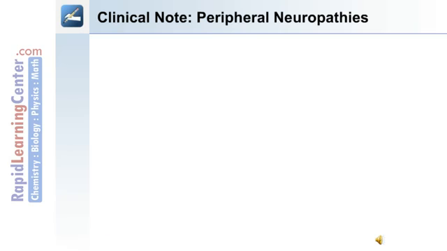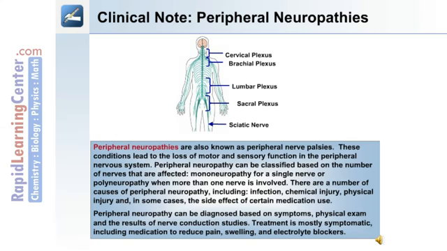The following is a clinical note on peripheral neuropathies. Peripheral neuropathies are also known as peripheral nerve palsies, and these are conditions that lead to the loss of motor and sensory function in the peripheral nervous system. Peripheral neuropathy can be classified based on the number of nerves that are affected: mononeuropathy is for a single nerve, or polyneuropathy when more than one nerve is involved.